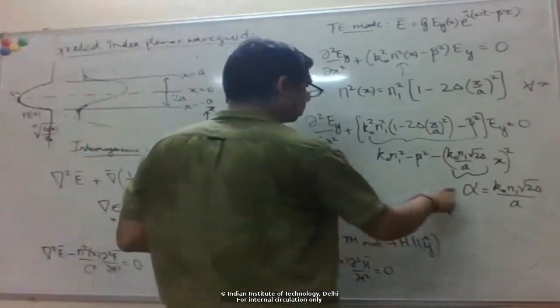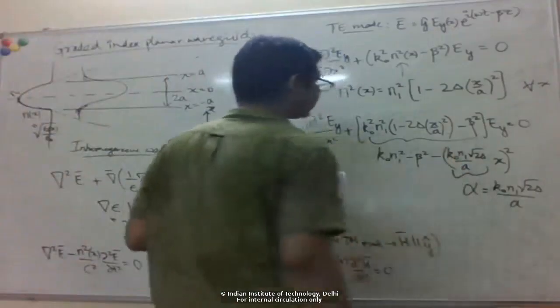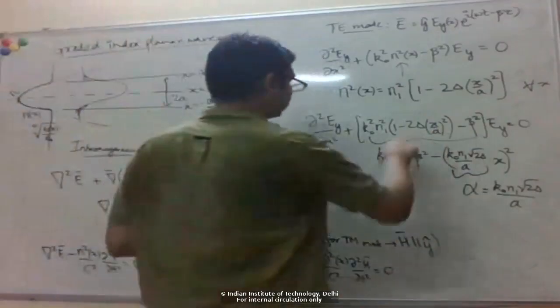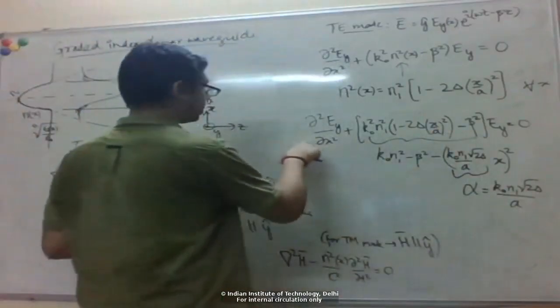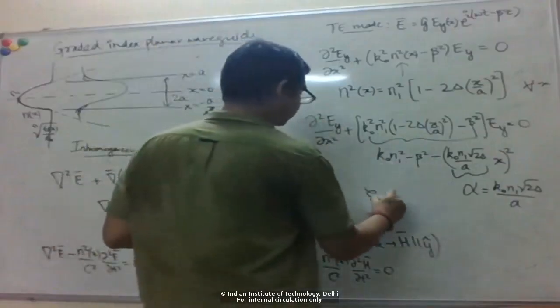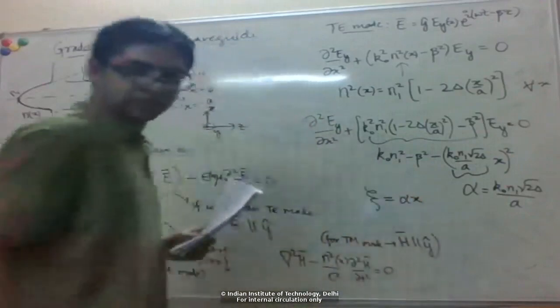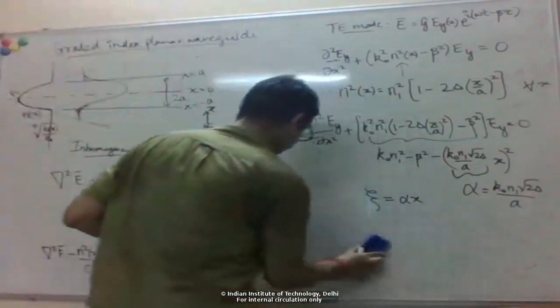Right? So if you take alpha out common here, so divide everywhere by alpha or alpha square here and alpha square here, we can define a change of variables. So this is xi equal to alpha times x, and you can rewrite this differential equation in terms of this new variable.